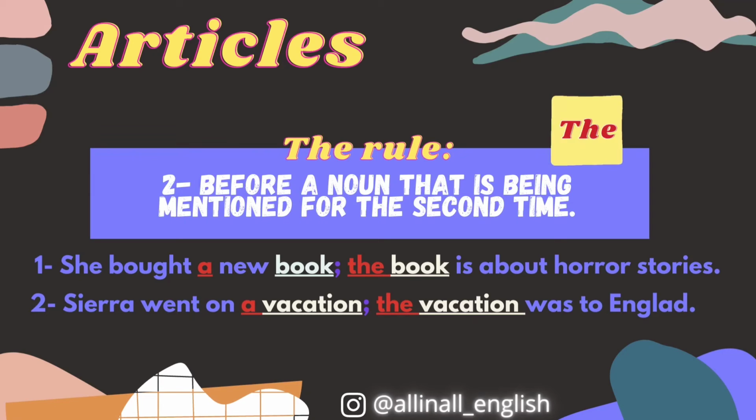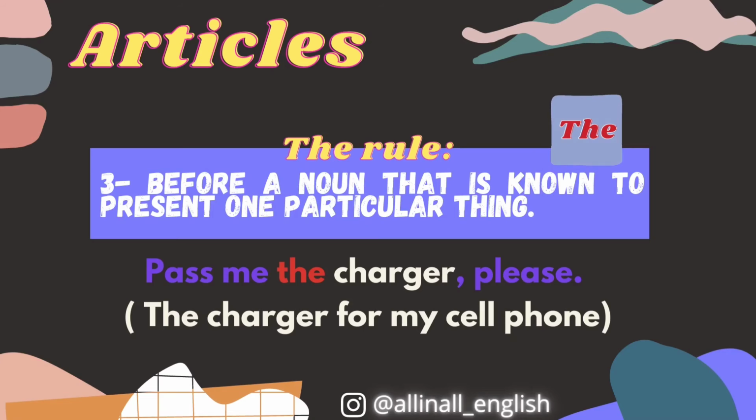Let's move on to the third case of the article "the", which is used before a noun that is known to represent one particular thing. For example, if you were to ask someone to pass you your charger by saying, "Pass me the charger, please." Now, both of you, the speaker and the other party, know what charger you're talking about, mainly by making a gesture, which is pointing at your phone. So you wouldn't need to mention further information about your charger, but just make that gesture, pointing at your phone.